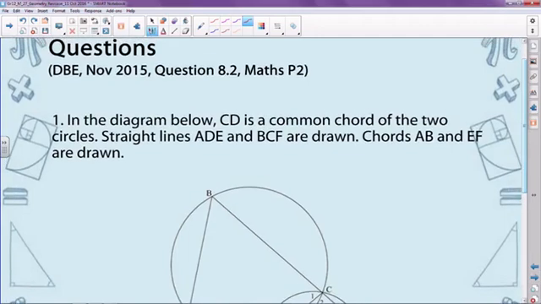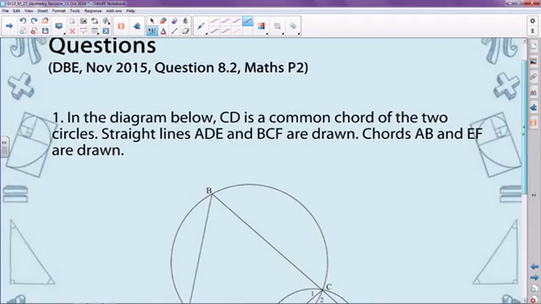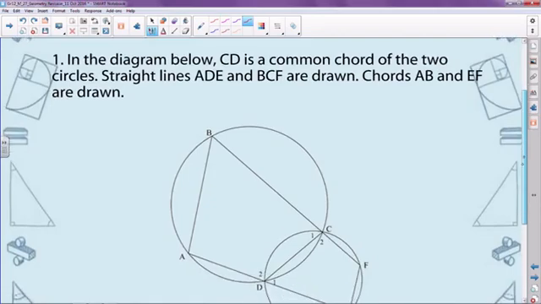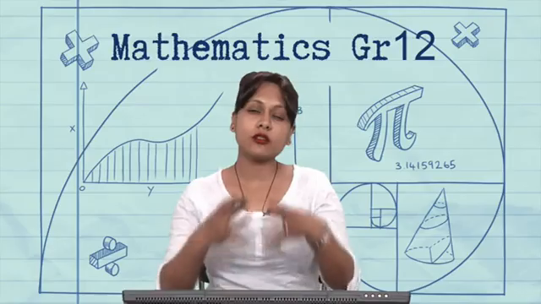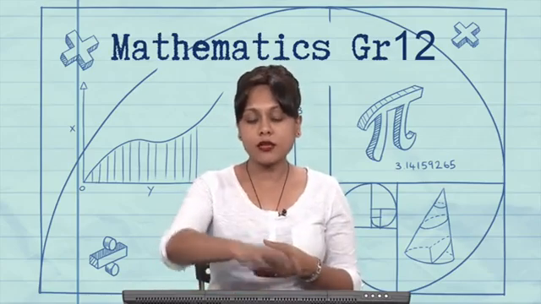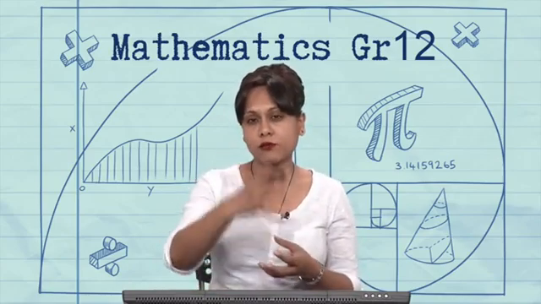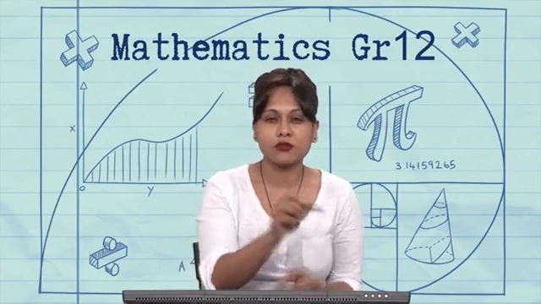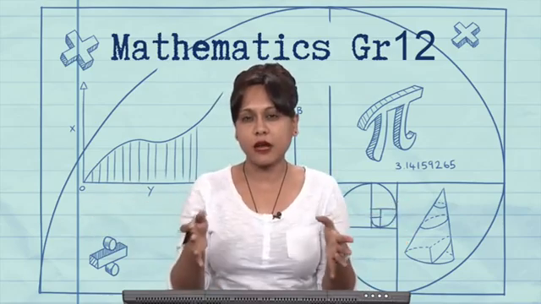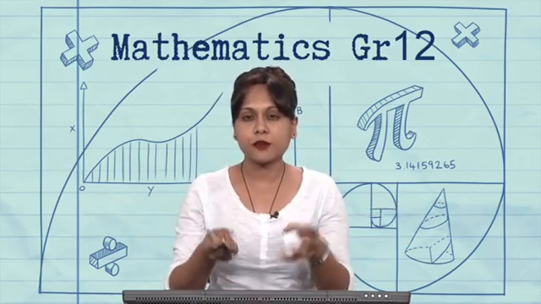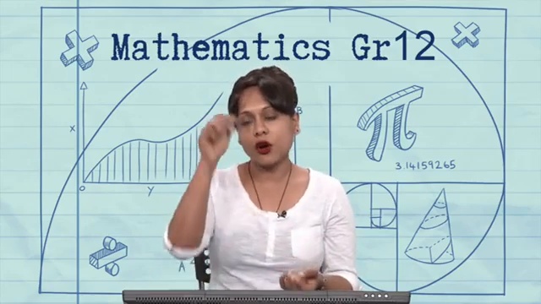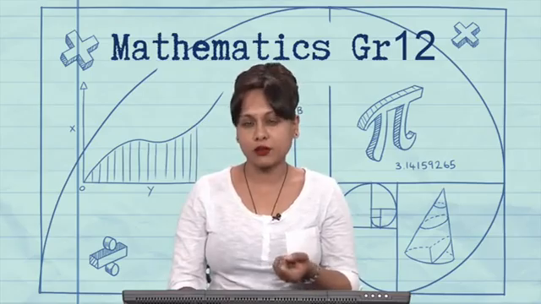This comes from the DBE November 2015. It's question 8.2, Maths Paper 2, of course. What I'd like you to do, because you need to have this diagram, is take down the diagram and mark down the information that is given to you. So don't start writing now in the diagram below CD's. It's going to take too long. You're not going to have enough time to take the diagram down. So the main thing you need to do now is take down the diagram and write down the key information on the diagram. All right, I'll give you 3 minutes to take this down.